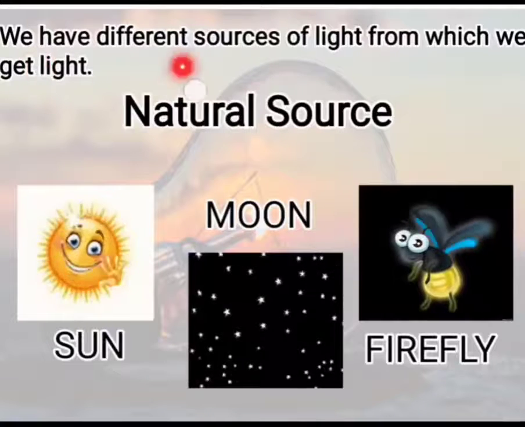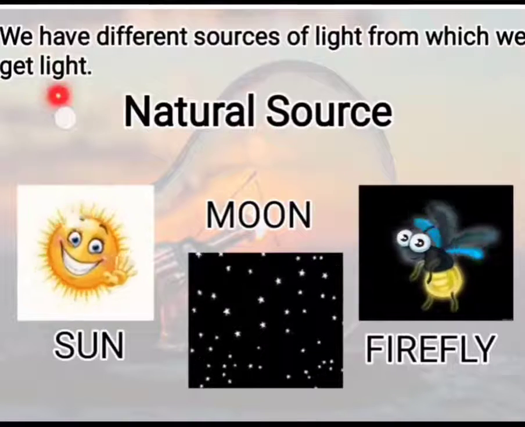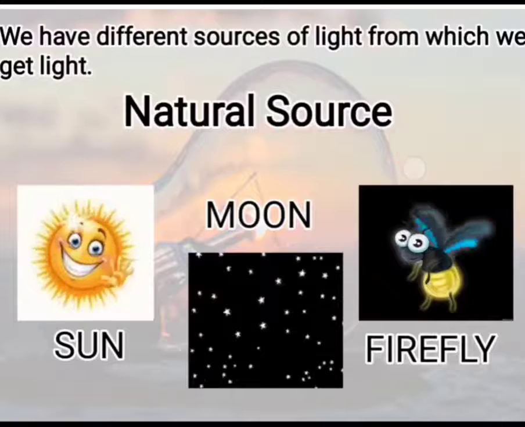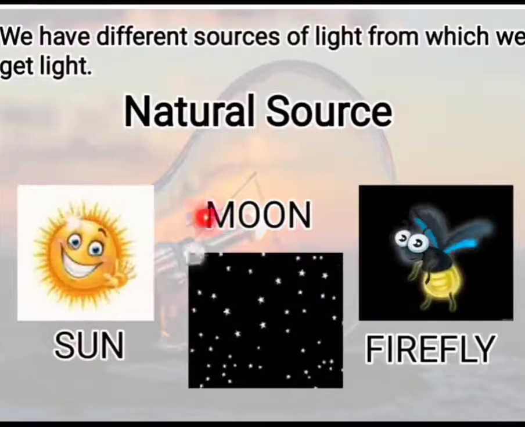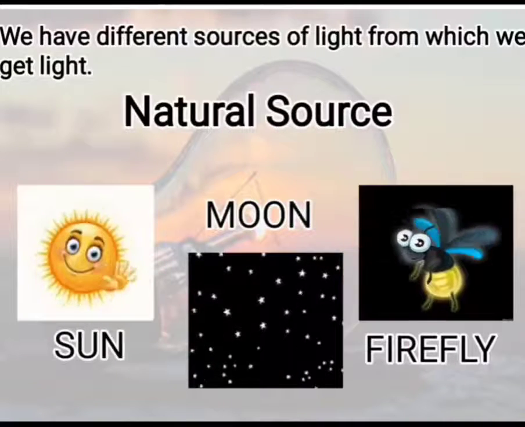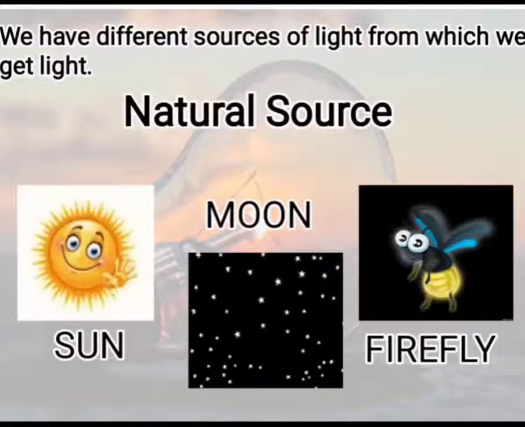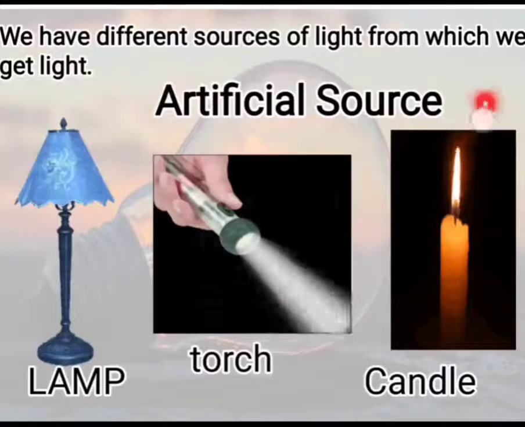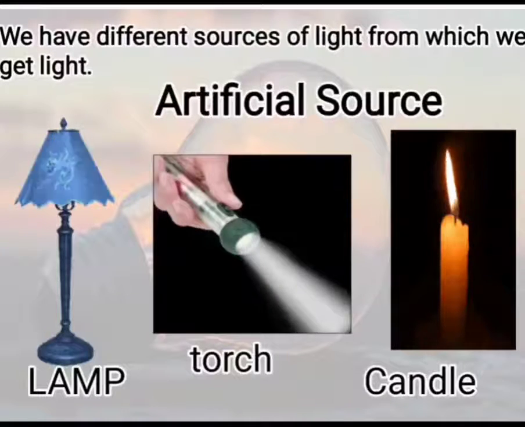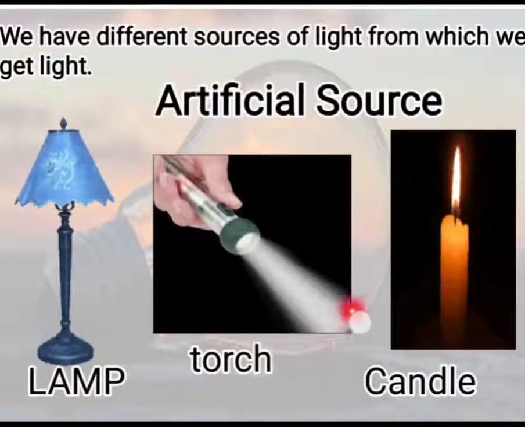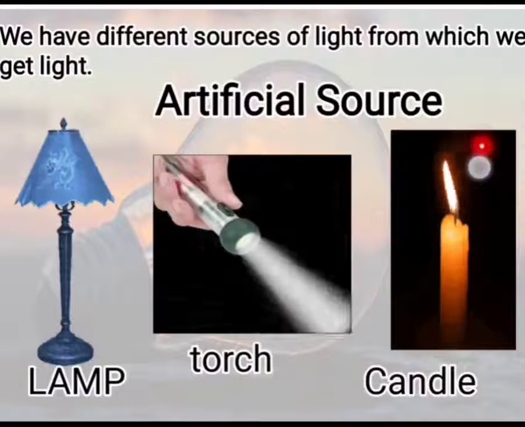We have different sources from which we get light, like natural sources: sun, moon, firefly. And if we talk about artificial sources of light, everybody knows we have lamp, bulb, torch, candle.